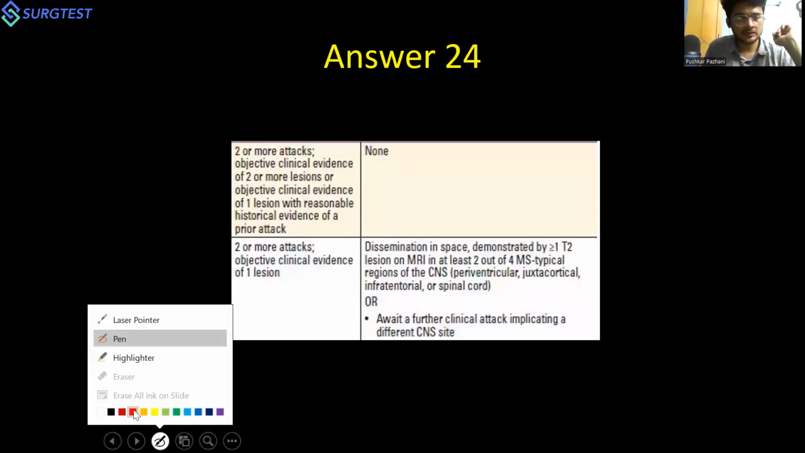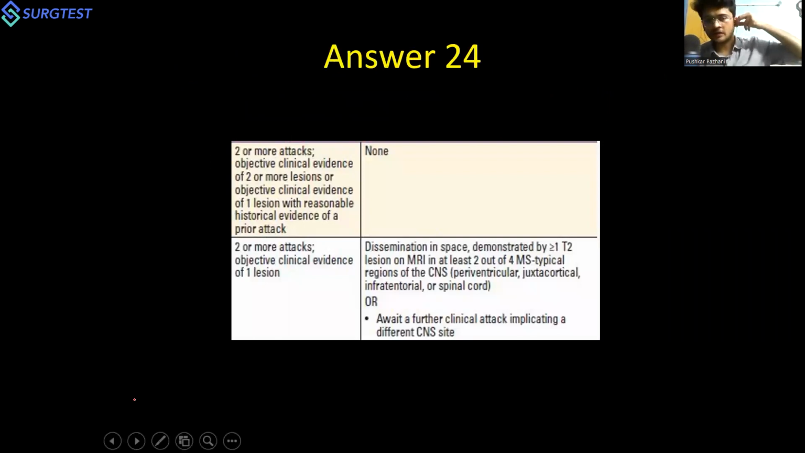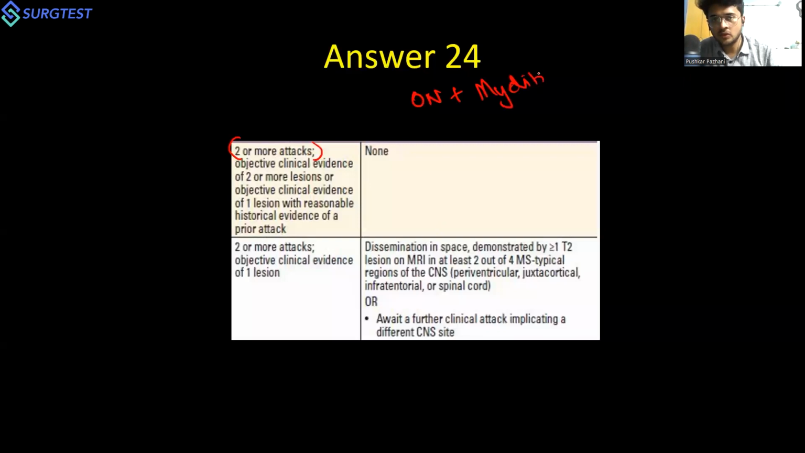So McDonald criteria 2017 revised. This is the table given in Harrison. There are a few changes to it, which I will tell you. Now let's say the patient is having two or more attacks, for example an optic neuritis and a myelitis. So he's having two or more attacks, and there is objective clinical evidence for two or more lesions.